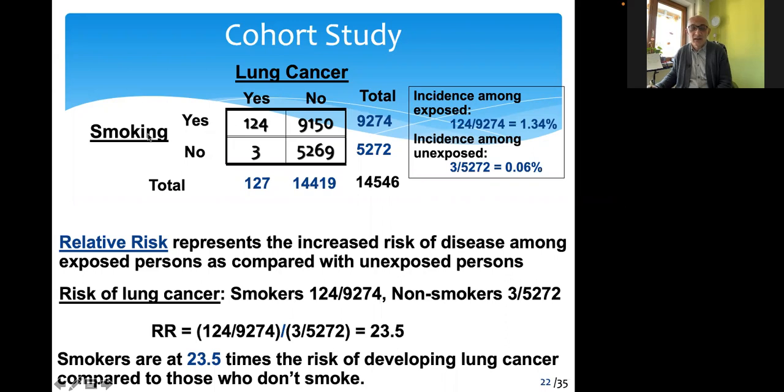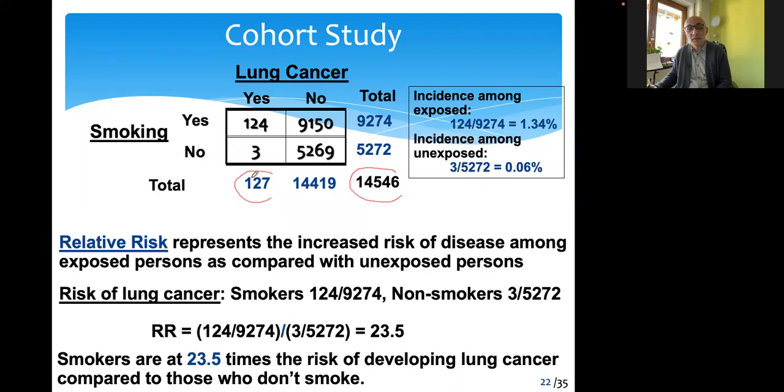here an example. We have people with lung cancer. How many? 127 with lung cancer. From how many people? From a total of 14,500. So approximately, it's a very rare disease. The prevalence would be 127 divided by 14,546. This would be the prevalence.